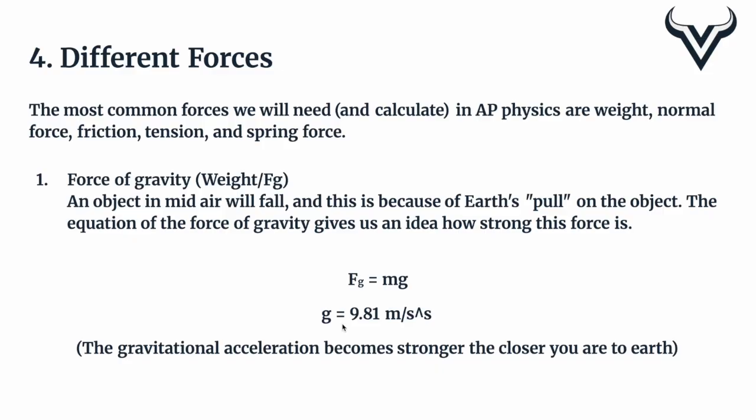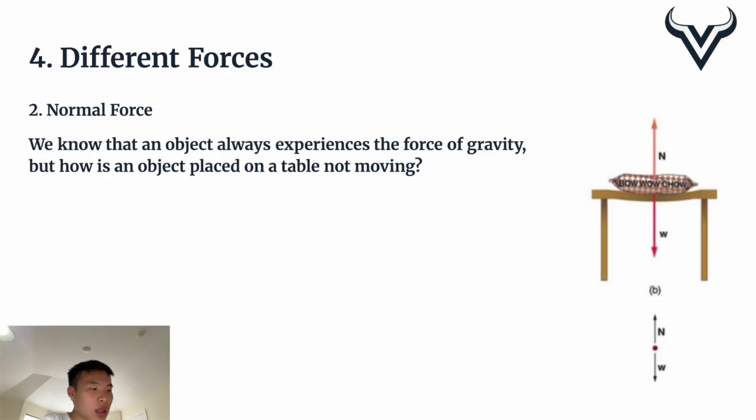However, I just want to tell you guys that this gravitational acceleration actually changes depending on where you are relative to Earth's center. If you're very far in the atmosphere, then this g will be lower, and if you're right on the surface, it will be higher. You only need to know that this value is 9.81 meters per second squared. Now let's talk about the normal force.